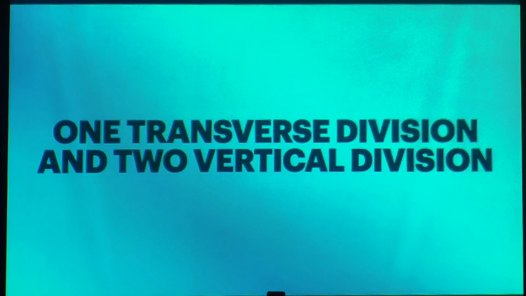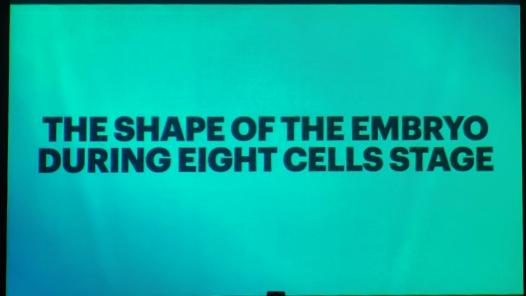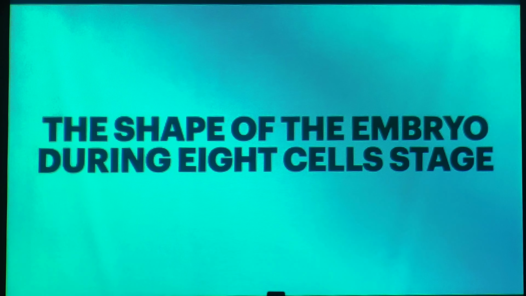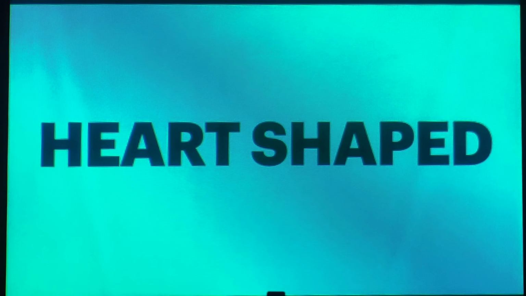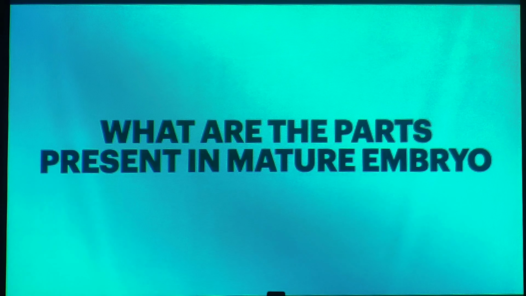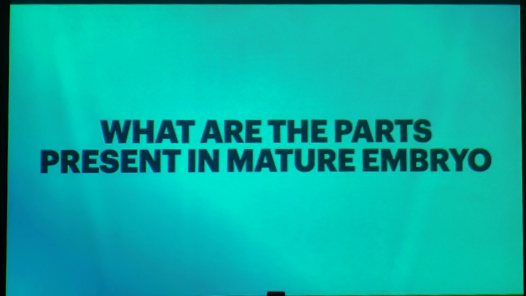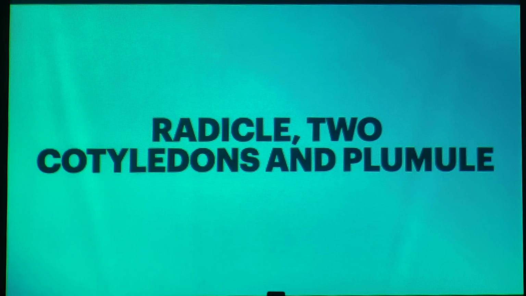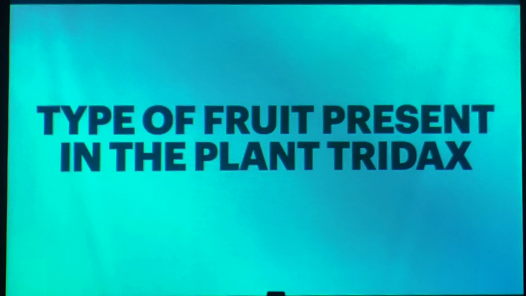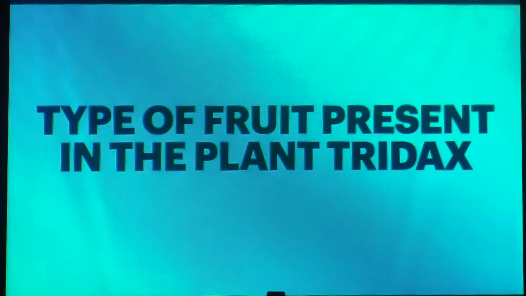One transverse division and 2 vertical divisions. The shape of the embryo during 8 cell stage is heart shaped. What are the parts present in mature embryo? Radicle, 2 cotyledons and plumule. Type of fruit present in the plant Tridax.